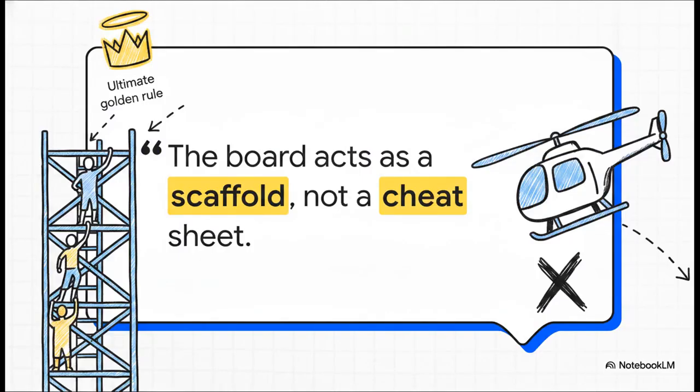And that brings us to our ultimate golden rule. The single most important thing to remember every time you pick up a dry erase marker or a piece of chalk: the board acts as a scaffold, not a cheat sheet. It's there to support their climb to understanding, not to just charter them a helicopter to the top.